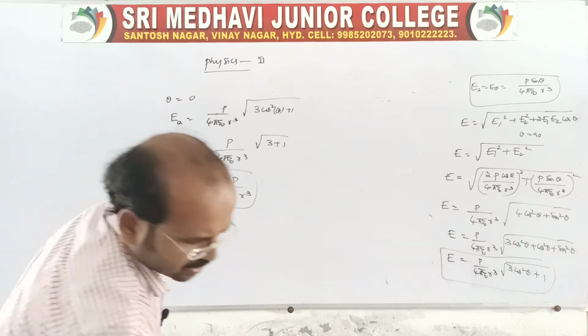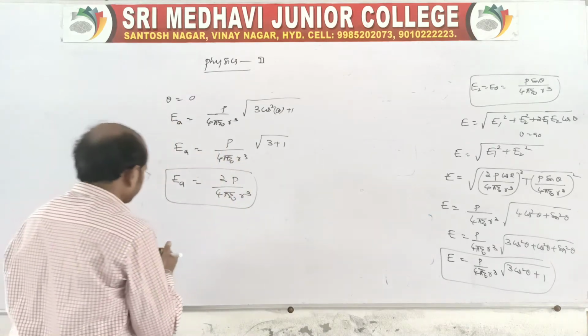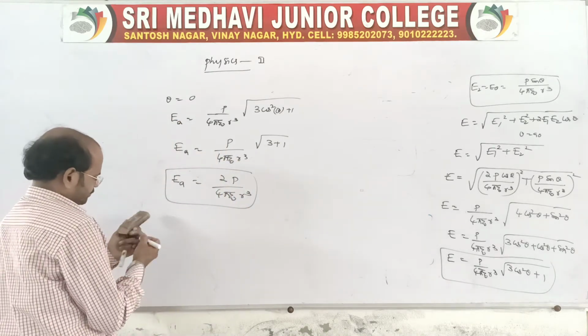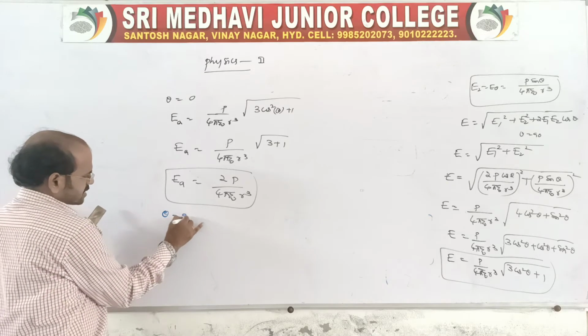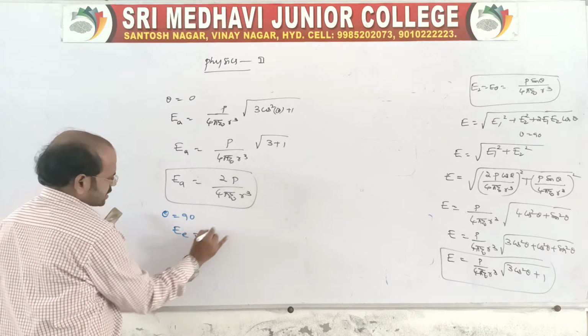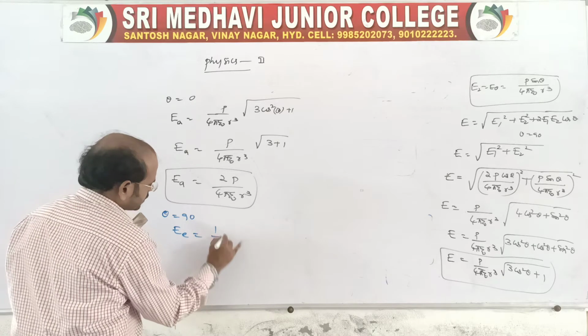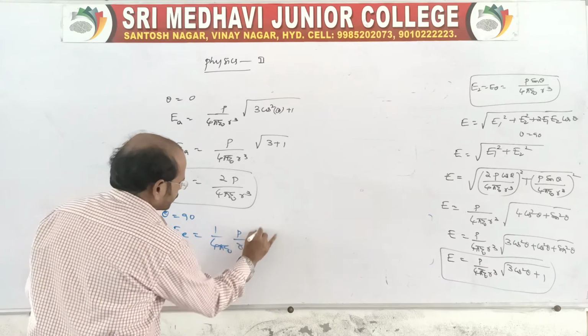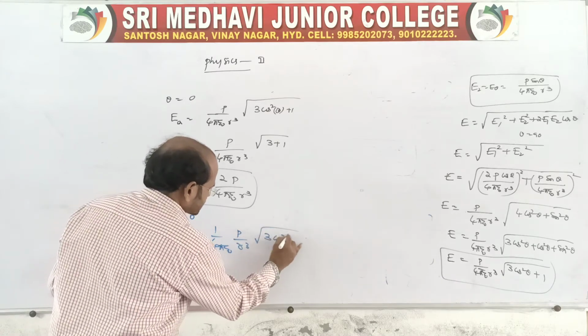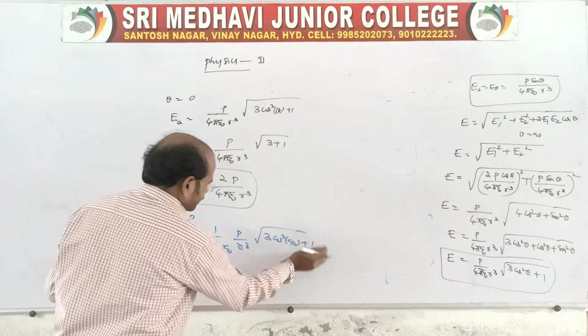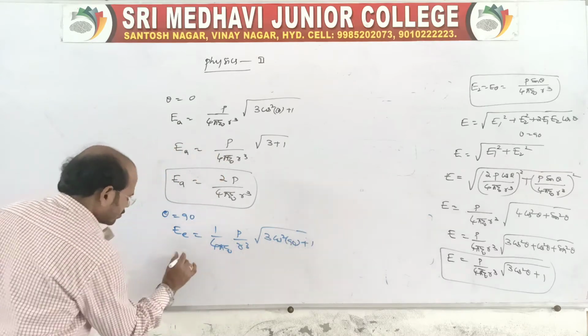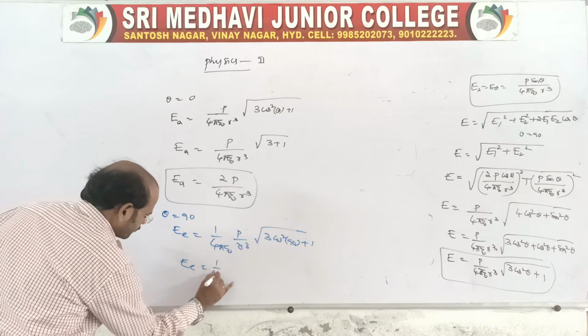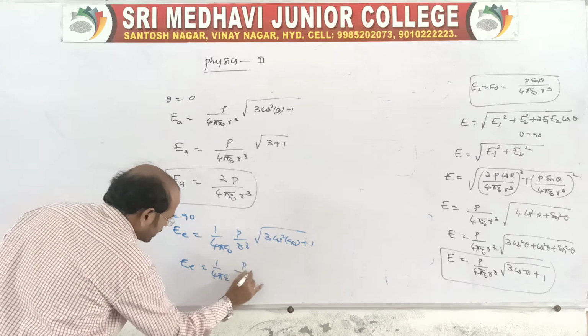Sir, what about on the equatorial line? Of course, on the equatorial line, theta is 90 degrees. So on the equatorial line it is equal to 1 by 4 pi epsilon naught p by r cube into root over 3 cos square 90 plus 1. Of course, this becomes 0 and 1. So the final will be 1 by 4 pi epsilon naught p by r cube.